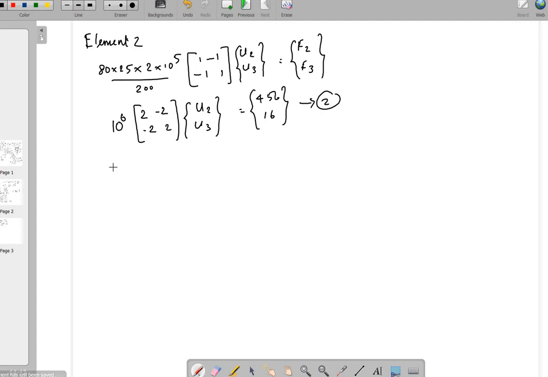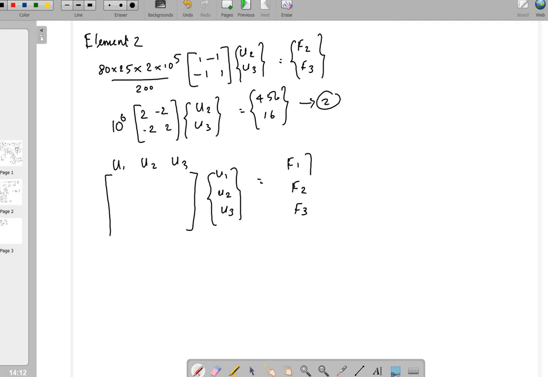How can we assemble the global stiffness equation? You put U1, U2, U3 with reference to the columns, and U1, U2, U3 with reference to the rows. And here it is F1, F2, F3. So this is called assembling the global stiffness matrix.